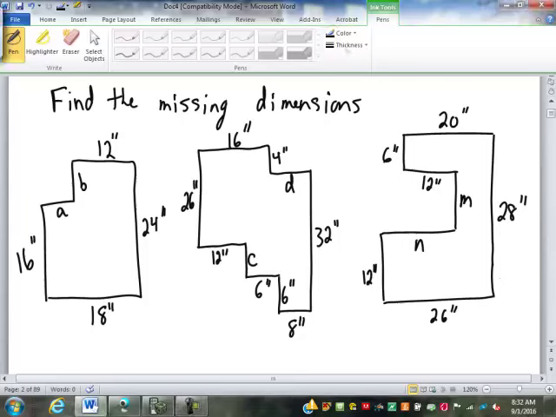Okay, so a lot of times I will have problems like this up on the board for you when you come in to give you something to get started on. Now let's take a look at the first one here. What'd you guys get for dimension A?